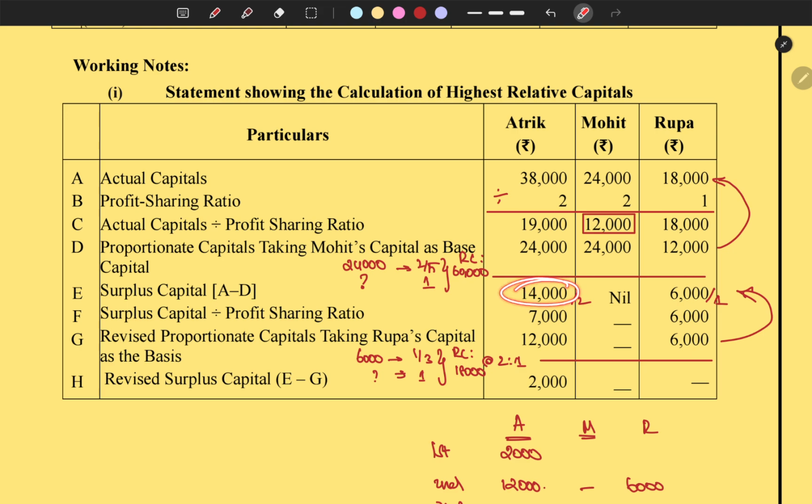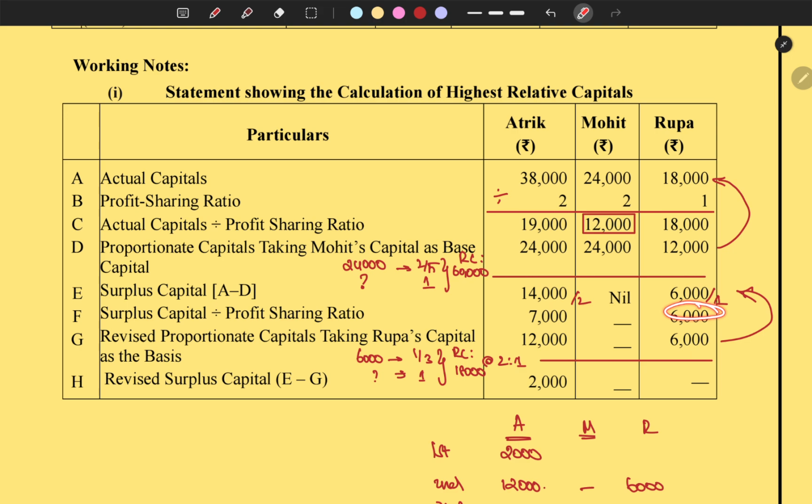So the surplus capital Atric paid is 14,000, and the surplus capital Rupa paid is 6,000. The surplus capital should be divided by the profit sharing ratio. 14,000 divided by 2 and 6,000 divided by 1, because Rupa's profit sharing ratio is 1 and Atric's profit sharing ratio is 2. Divide that, and we make the capital comparable.